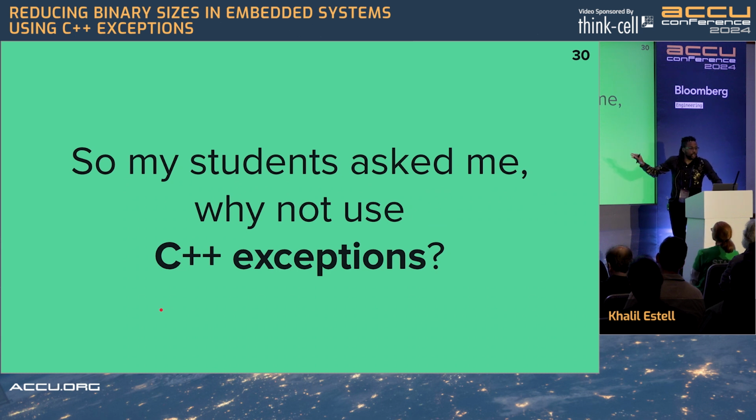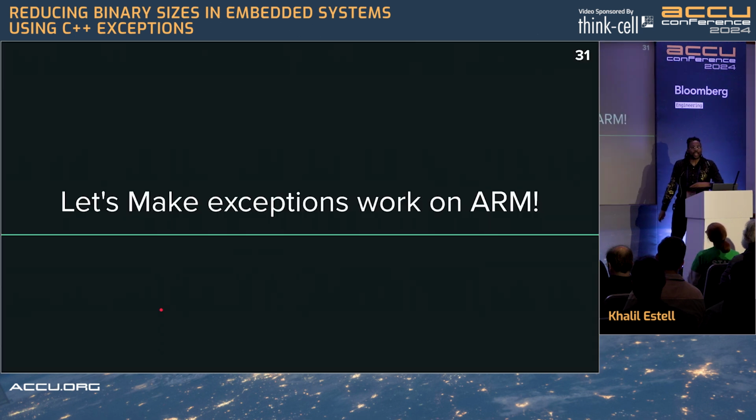So this got me on a journey to figure out, at the very least, how to make exceptions work on my chip. Just to at least have a demo to show them, hey, here's why it's wrong and why you shouldn't use it. I tried my best. I couldn't figure it out. Maybe you can do better. So now I'm gonna go on a little journey to show you guys what I had to do to get exceptions to work on an ARM bare metal chip.